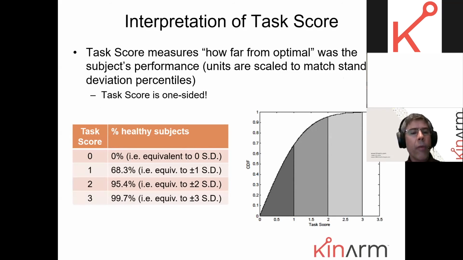And the scale that we chose is one that will look very familiar to you for the Z-scores and standard deviations. So a task score of 1 encompasses 68.3% of healthy subjects, which is the same percentile that you get for the normal distribution of Z-scores between -1 and 1, and so on. So what's nice about this is you've got a scaling system that is fairly intuitive in the sense that it's the same across all tasks, but it also provides a very similar metric to what you get from the Z-scores.